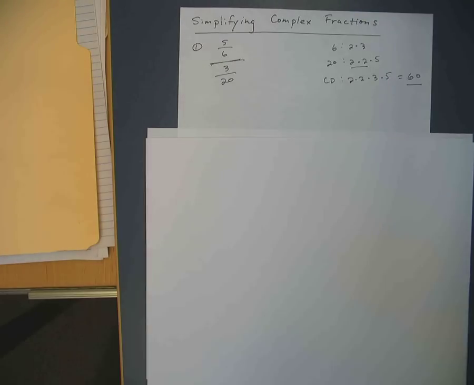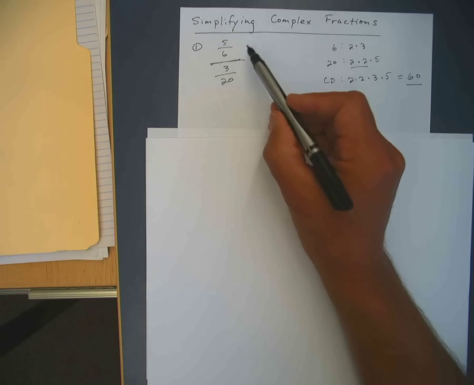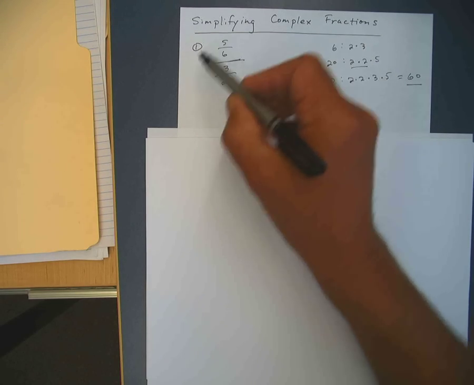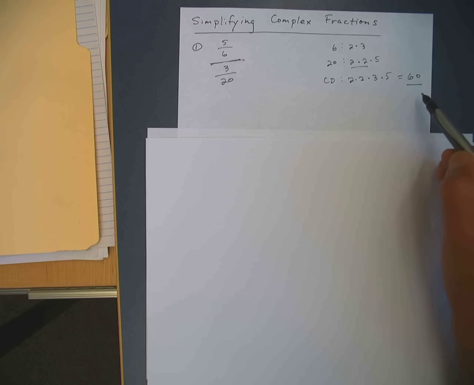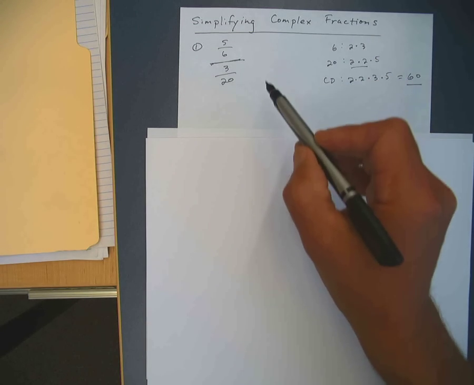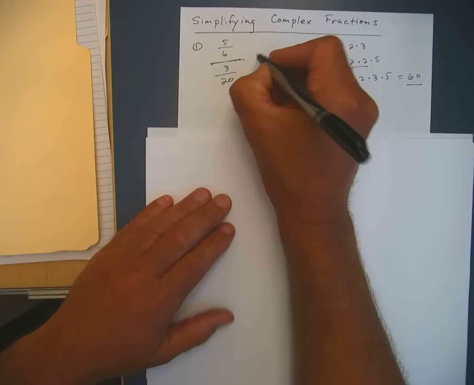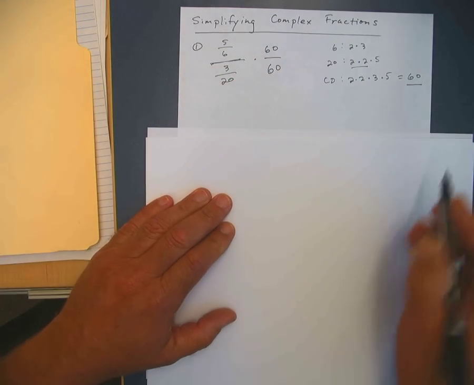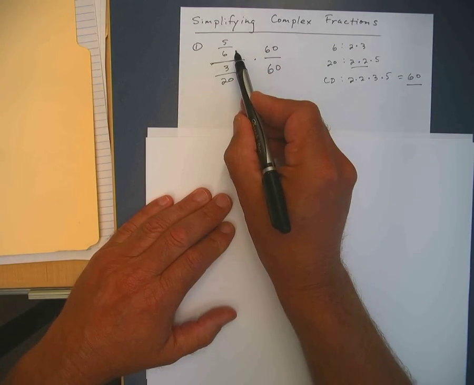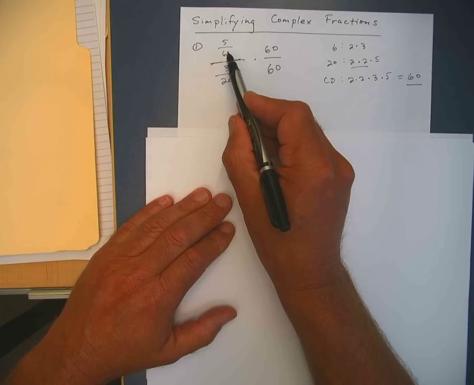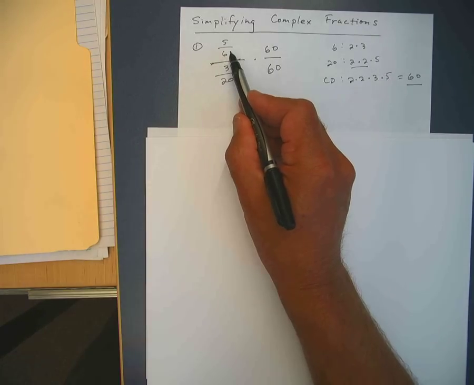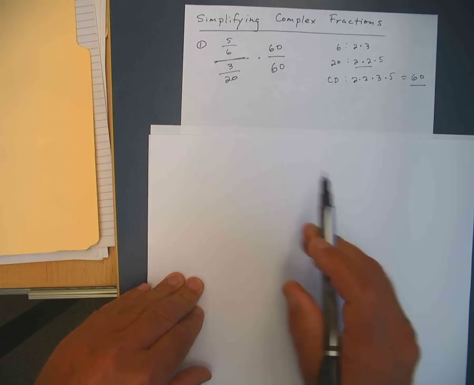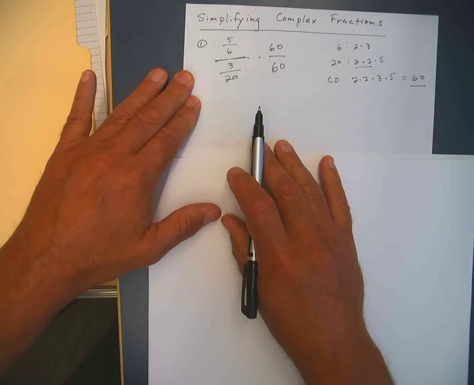Okay, once you find that common denominator, the method is to multiply the numerator of this entire fraction by 60, both in the numerator and in the denominator. So I'm going to multiply by 60 over 60. If I multiply this fraction by a common denominator for it, it will no longer be a fraction. And the same is true down there. That's why we chose 60. It'll work for both fractions.